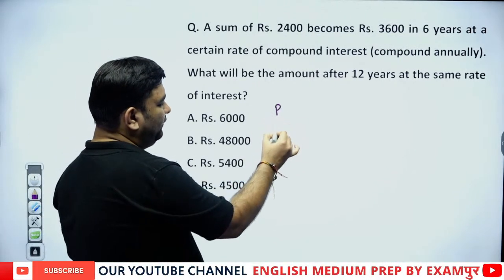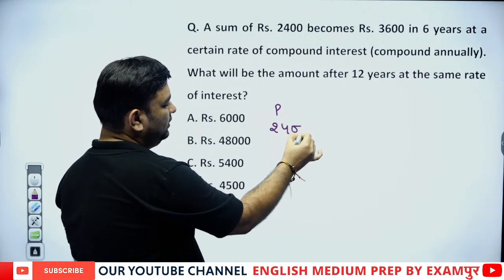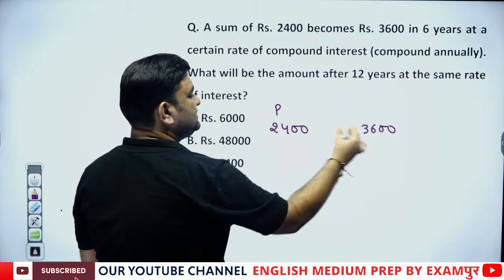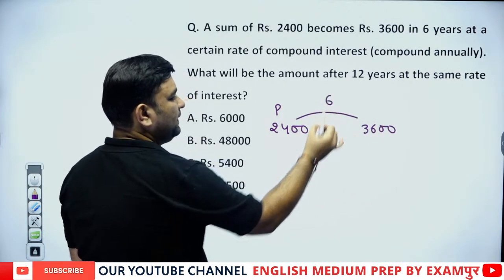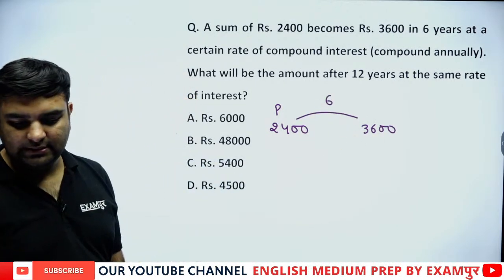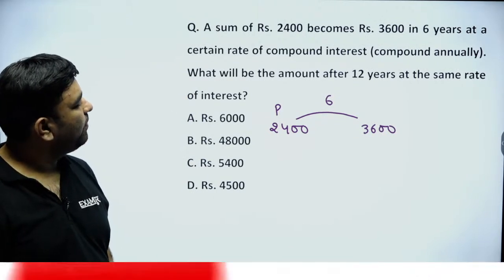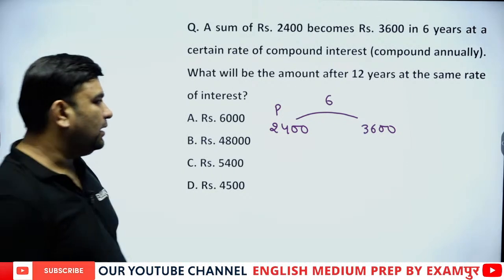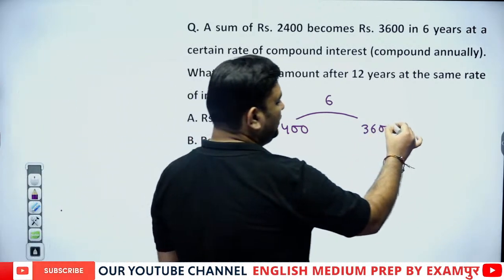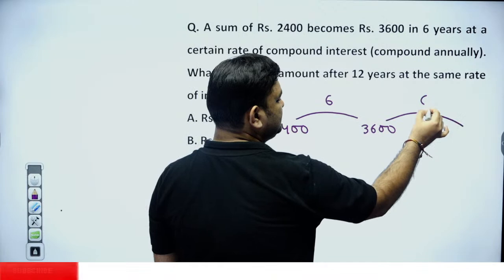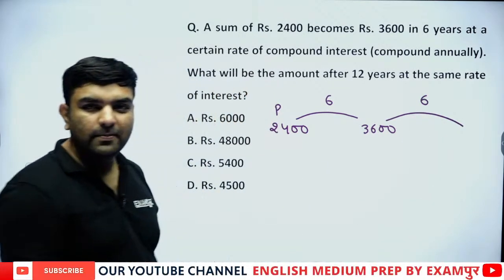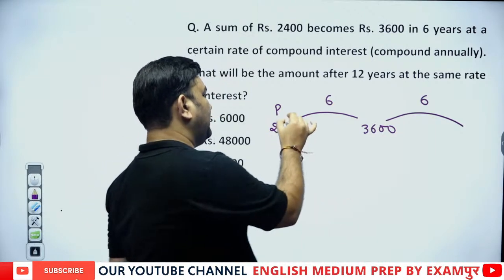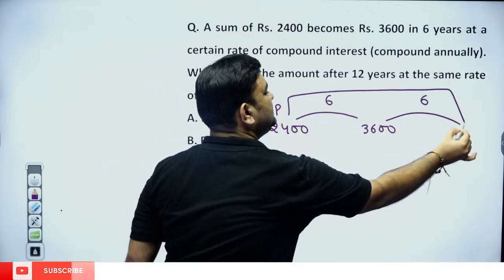A principal of 2400 becomes an amount of 3600 in 6 years. What would be the amount after 12 years? Amount after 12 years means what would be the amount after the next 6 years, because 12 years is from the starting.